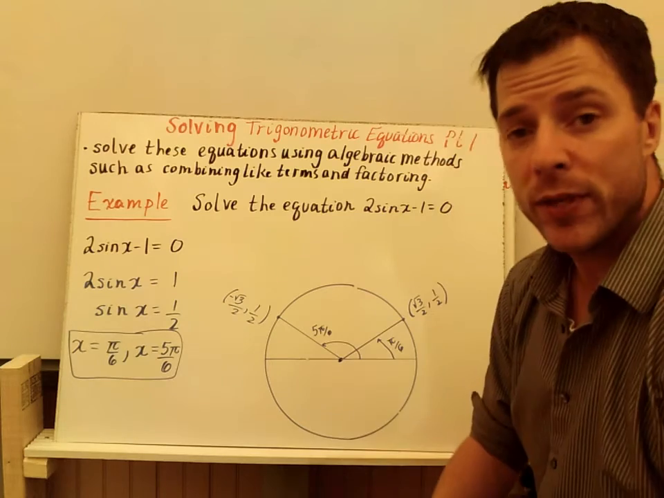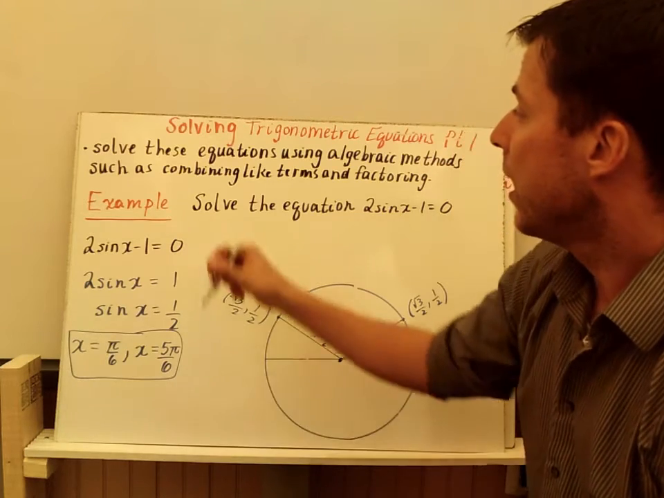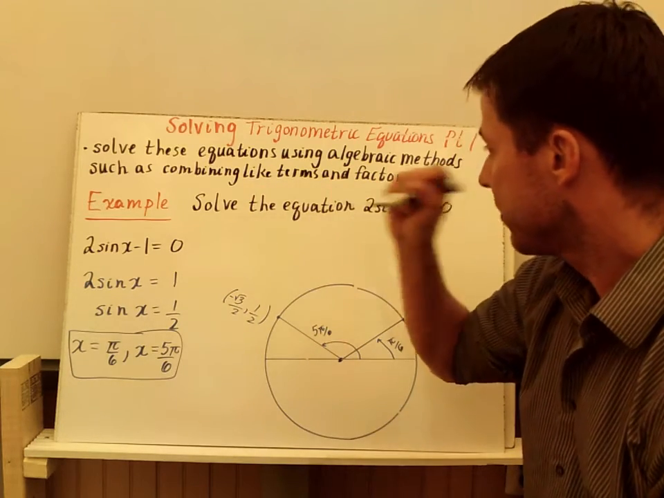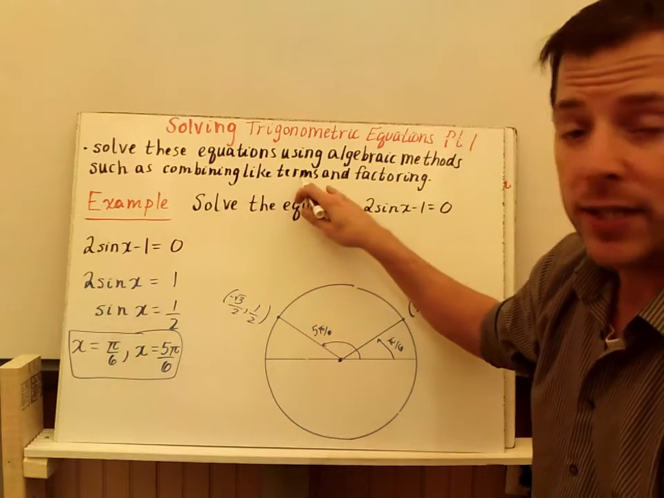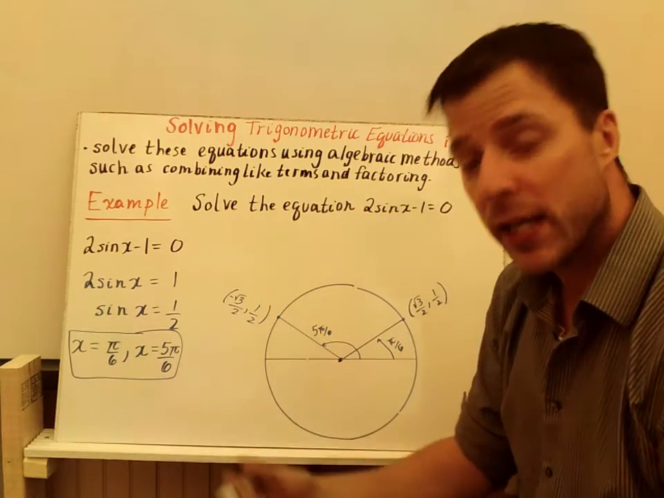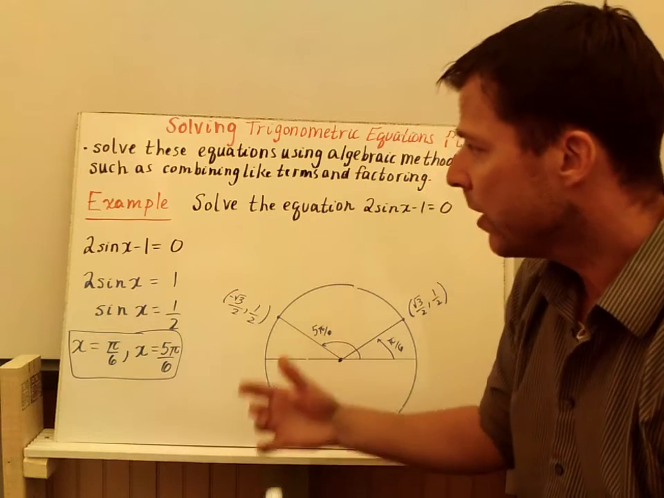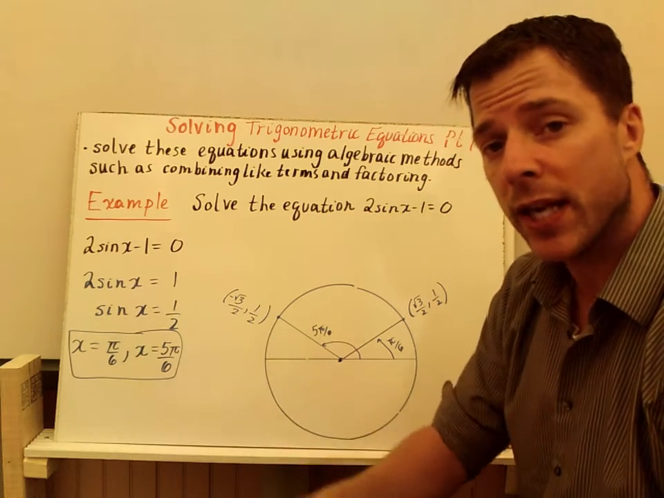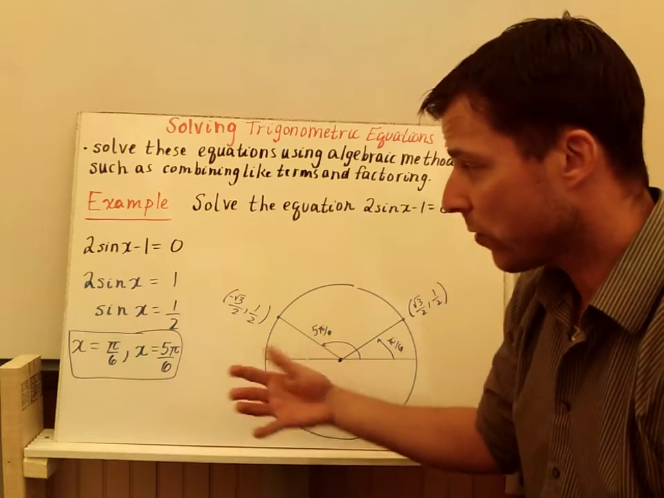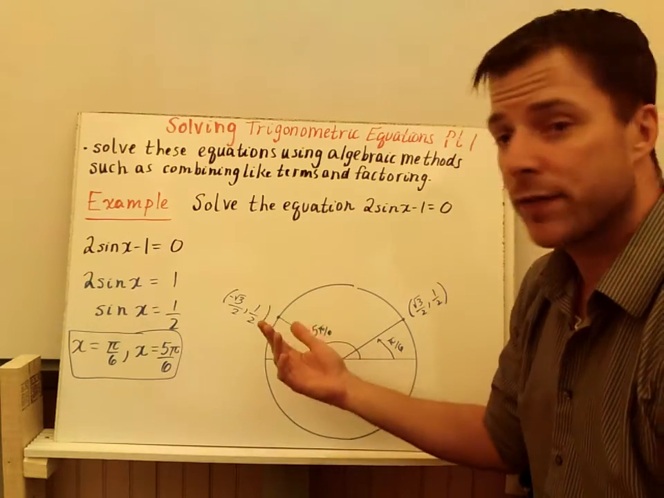Okay, so when we solve trigonometric equations, we're going to use algebraic methods such as combining like terms and factoring, or make sure to isolate the variable on one side of the equation. Okay, but you're going to use the ideas that you've used in algebra, algebra 2, and solving equations here. So let's look at our first example.